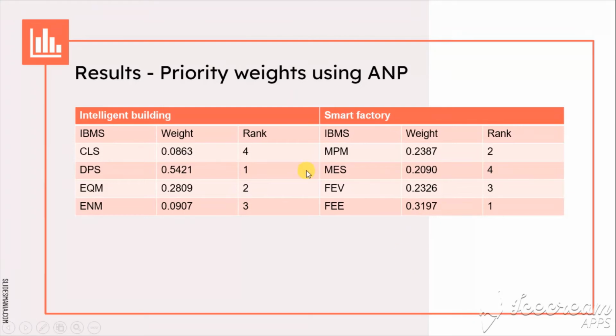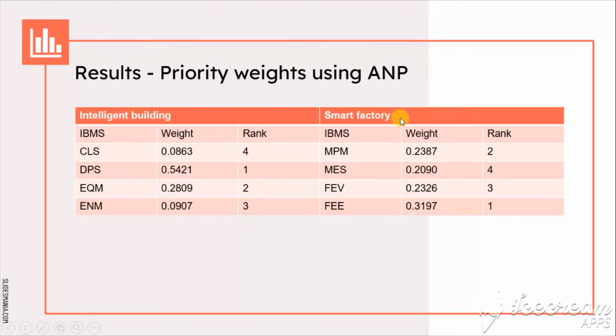For intelligent building, the first rank is DPS, which is disaster prevention system. And then the second is EQM, which is equipment management system. Third is ENM, energy management system. And the fourth priority is CLS, comfortable living system.